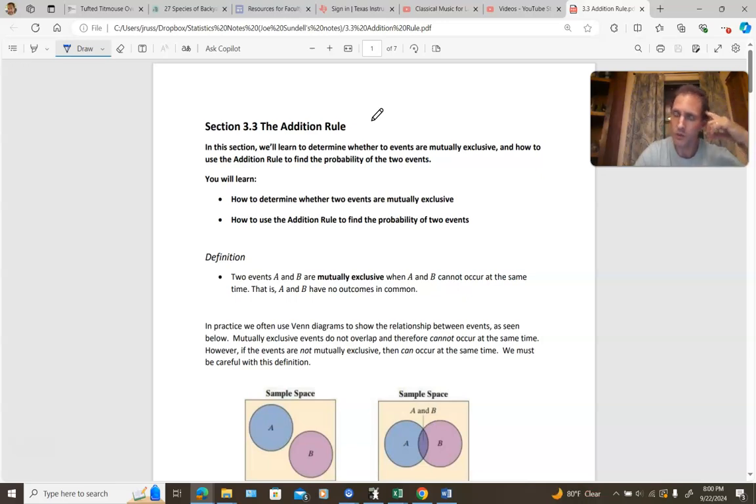Last class we looked at determining the probability that A and B both occur. Now we're going to look at what's referred to as the union, although I don't think this book actually uses that terminology. But anyway, first thing we'll look at is determining whether two events are what is referred to as mutually exclusive, and then also how to use the addition rule to find the probability of two events.